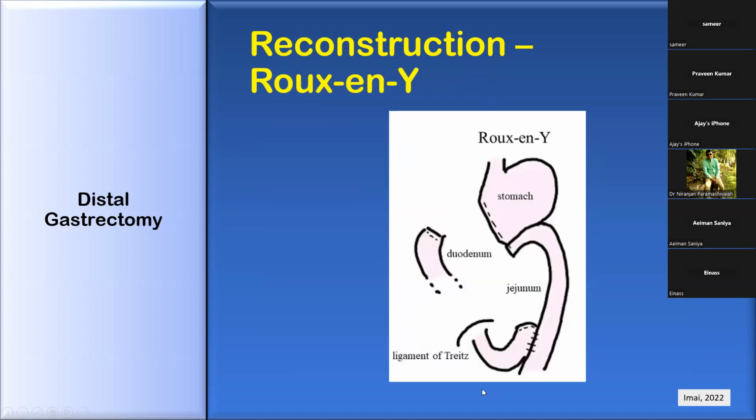Now you can also have, instead of a Billroth, a Roux-en-Y reconstruction. Same principle as in a total gastrectomy. Instead of the esophagus, it is the stomach remnant that you're dealing with. Same principles hold good. From the DJ flexure, this should be about 15 centimeters. And from the stomach, this should be about 40 centimeters. So that you do not have a reflux, because biliary reflux gastritis is also bad, just like biliary reflux esophagitis. This is also bad. Okay, this is another way you can reconstruct.